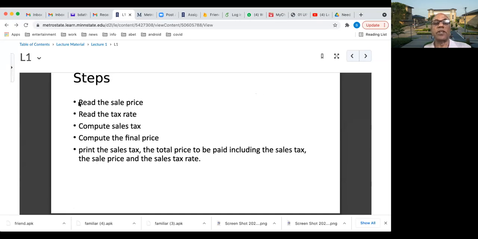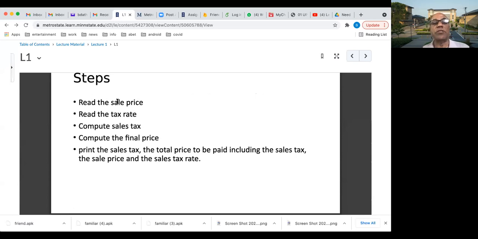So for example, read the sale price. That would be input. Read the tax rate. That would be an input, because these could change depending upon the item and the tax rate. But computing the sales tax, computing the final price, these are cast in stone.